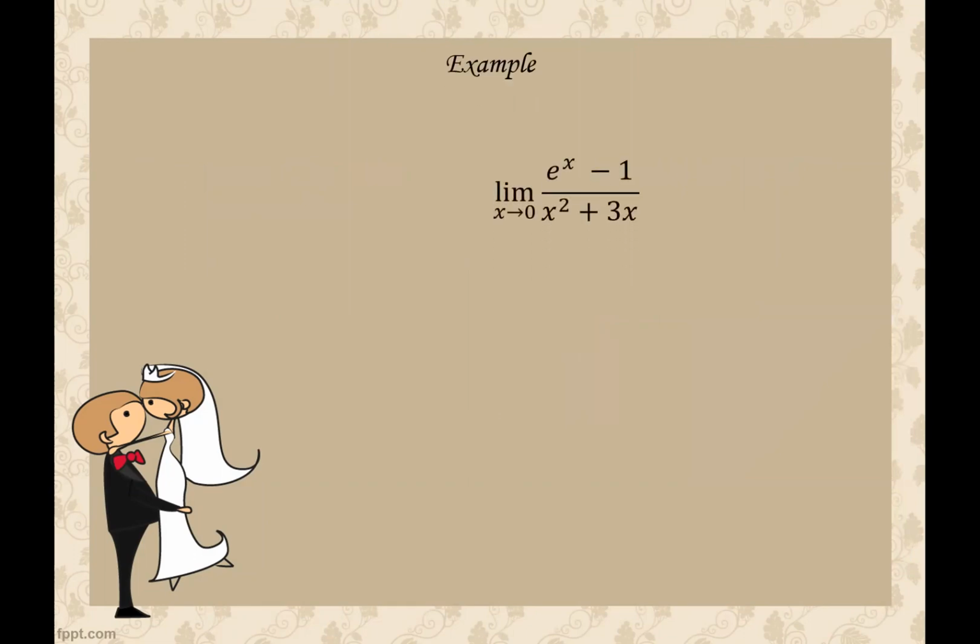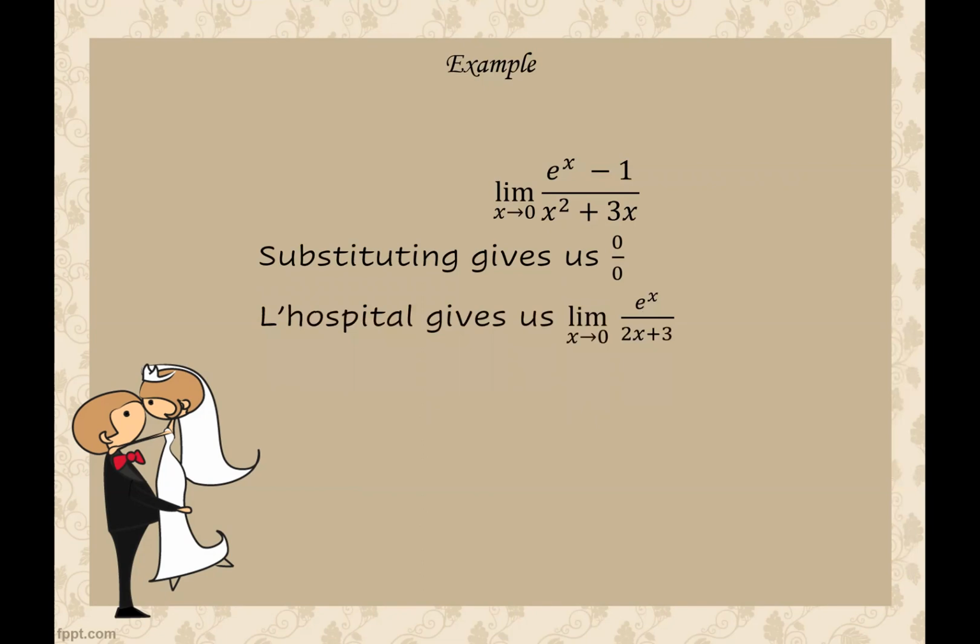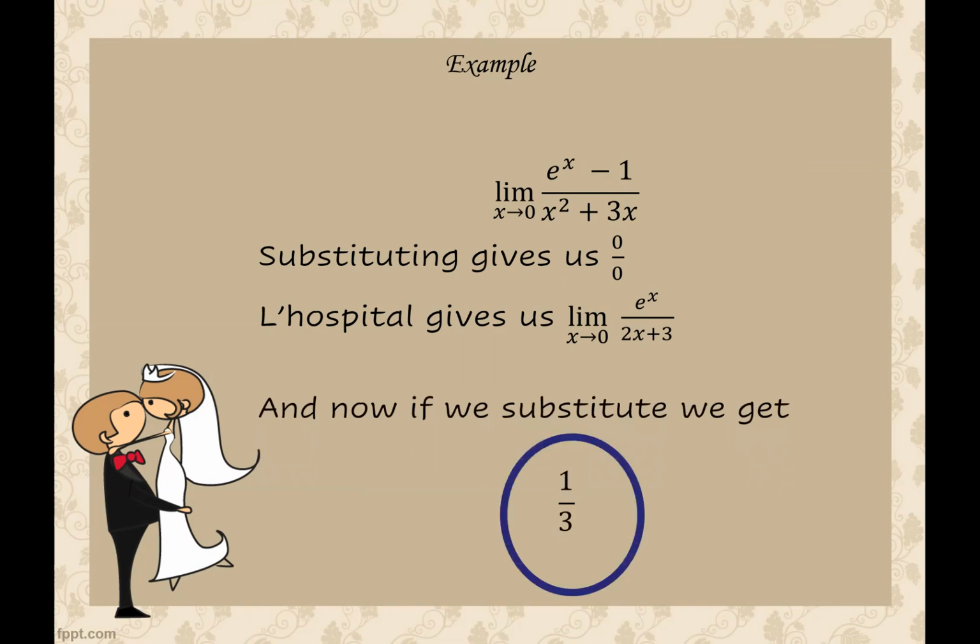So suppose we have the limit as x approaches 0 of e to the x minus 1 over x squared plus 3x. Notice the numerator is 0 when we plug in 0. Plug in 0 in the denominator, we get 0. So substituting gives us 0 over 0. But when we take the derivative of the numerator, we get e to the x. When we take the derivative of the denominator, we get 2x plus 3. So now we have 1 over 3. So if we substitute, we get 1 over 3. And that's our answer.